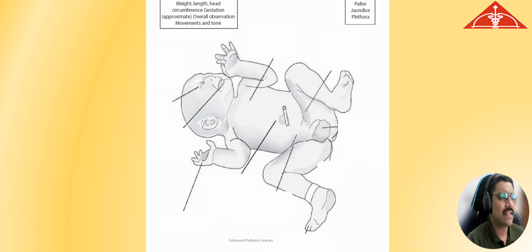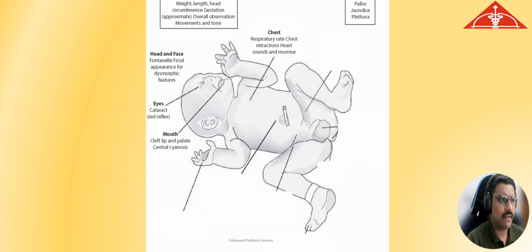The skin is examined for pallor, jaundice, or plethora. The head and face are assessed for the fontanelle as well as any features of dysmorphism. The eyes are assessed for cataract and red reflex to look for any stigmata of congenital intrauterine infections. The mouth is assessed for cleft lip and palate, which has implications in feeding and initiation of breastfeeding.